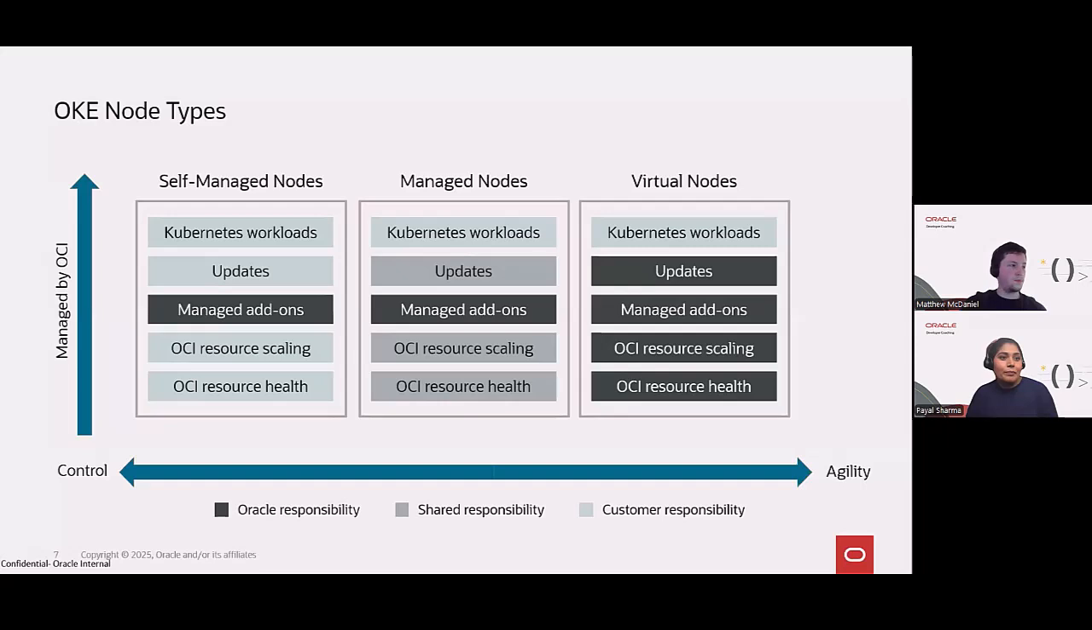the worker nodes. Think of it as like cars. Self-managed nodes are like manual cars where you have full control, and you handle everything yourself, right? Managed nodes are more like automatic SUVs, which are reliable, but someone else helps with the maintenance. Virtual nodes, however, are like automatic self-driving cars where you sit back and enjoy the ride. Let's look at them one by one in detail.